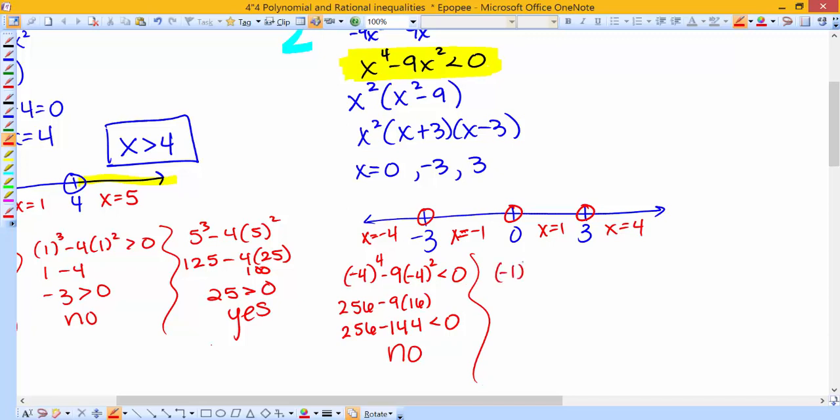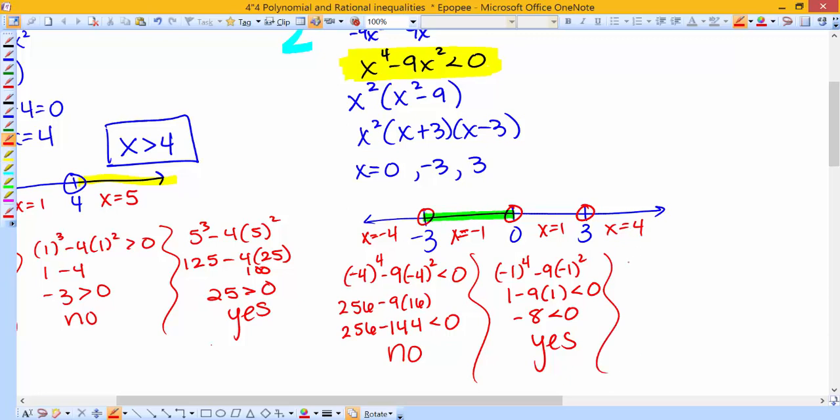So negative 1 to the 4th minus 9 times negative 1 squared. This is positive 1 minus 9 times positive 1. Well, 1 minus 9 is negative 8. Is that less than 0? Yes. So I'm going to mark here that the spot where negative 1 is worked. Now I'm going to continue.